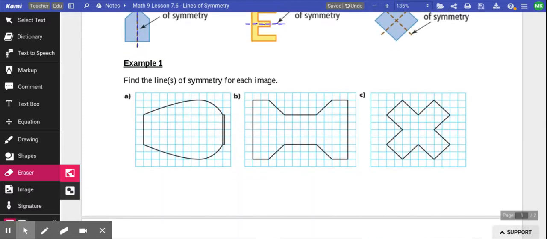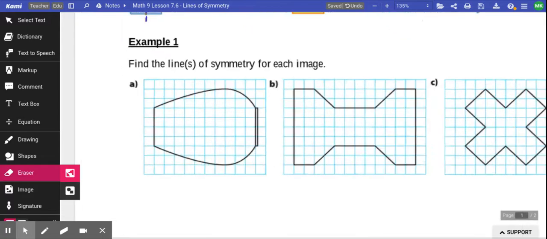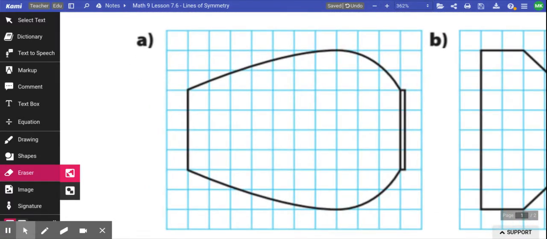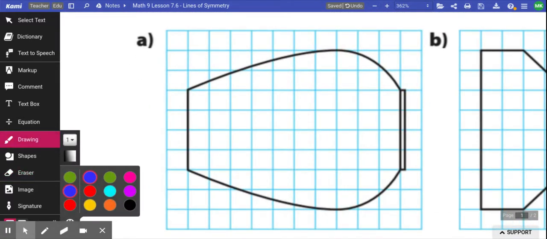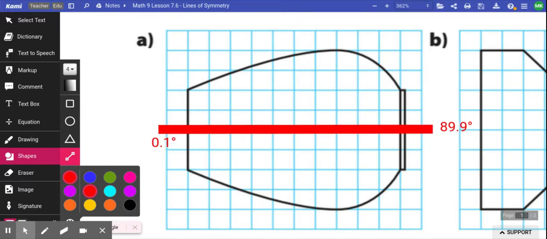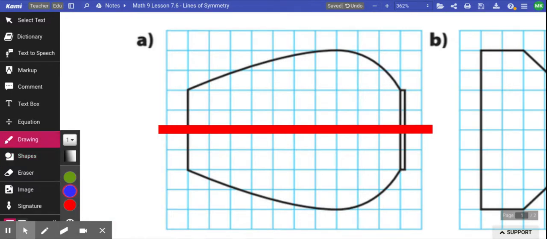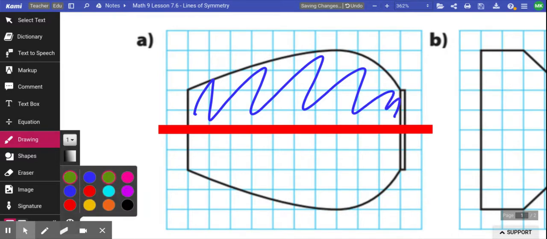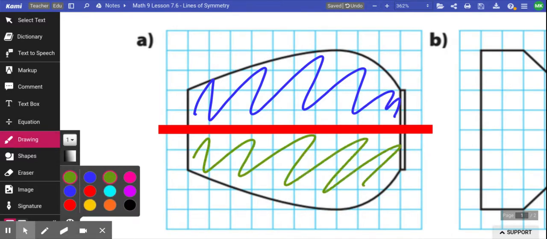Okay, let's look at some questions and see if we can find some lines of symmetry. When it comes to this glass, there's one line of symmetry. This line of symmetry is a horizontal line of symmetry. If I was to cut the glass from here all the way across, I would have one side of the glass over here, which is identical to this side of the glass over here. That means this is a line of symmetry.